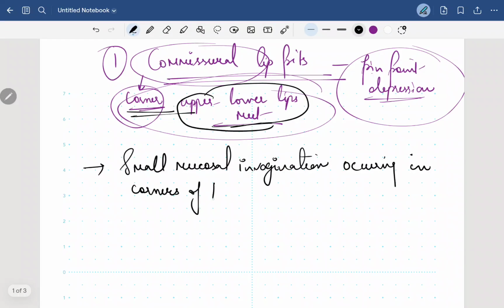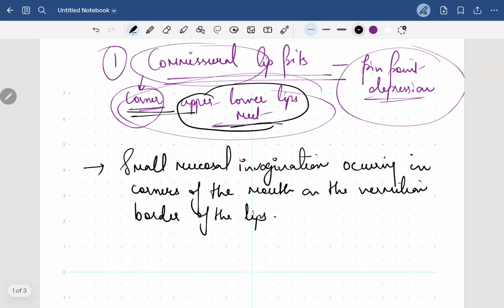You might have seen in some people, not everyone, that these developmental defects are found at the corners of the mouth, on the vermilion border of the lips.